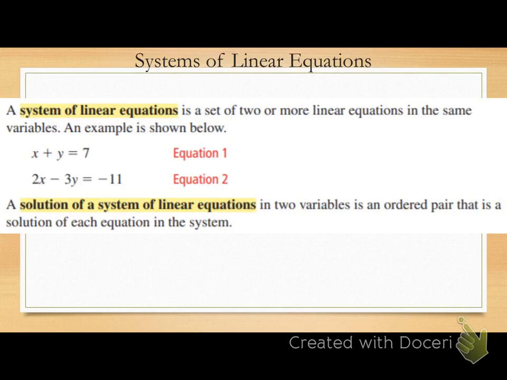So, kind of the same concept here. A solution of a system of linear equations in two variables is an ordered pair that is a solution of each equation in the system. So, if the ordered pair is a solution to neither of my equations, it's not a solution to my system. If the ordered pair is only a solution to one of my equations, it's still not a solution to the whole system. It has to make both equations true in order for it to be a solution to the system as a whole. Okay, and we'll look at some examples of that here in a second. For an ordered pair to be a solution, it's got to make both equations true. That's essentially what that's saying.